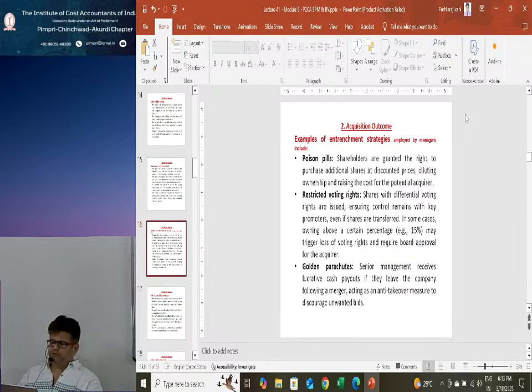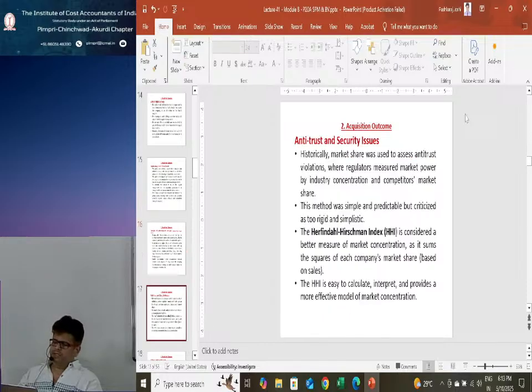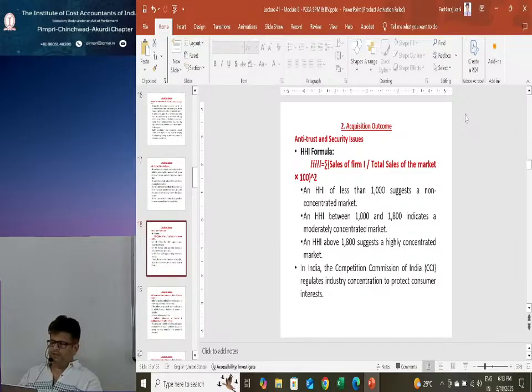then examples of entrenchment strategies employed by managers, which include poison pills, restricted voting rights and golden parachutes. Then we went through antitrust and securities issues. We saw the HHI model, the HHI formula, and the HHI matrix. In India, the Competition Commission of India regulates industry concentration to protect consumer interest.